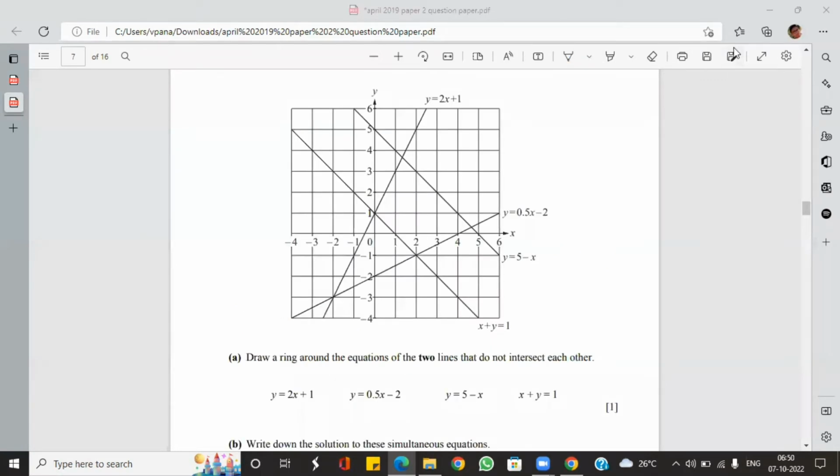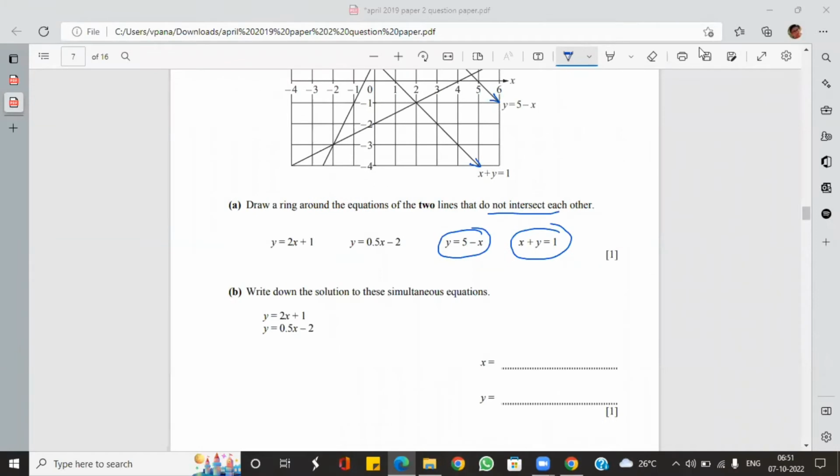So the graph shows 4 straight lines. You have to draw a ring around the equations of 2 lines that do not intersect. So these are the lines which do not intersect. They are parallel to each other. So x plus y is equal to 1 and y is equal to 5 minus x. These are the lines which do not intersect each other.